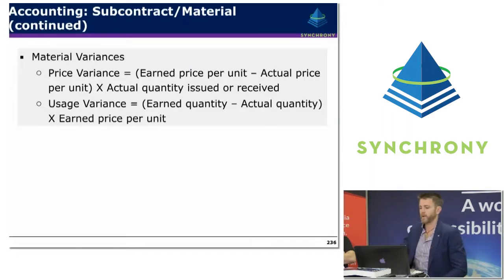So material variances. I mentioned earlier it's important to track both price variance and quantity variance. So price variance is the earned price per unit, less the actual price per unit, times the actual quantity issued or received, whereas the usage variance, which is the quantity variance, is the earned quantity less the actual quantity used, times the earned price per unit. So there's two types of variance that can happen. One is a change in the price. The other one is a change in the quantity, the number of these types of materials that you might require on a project.